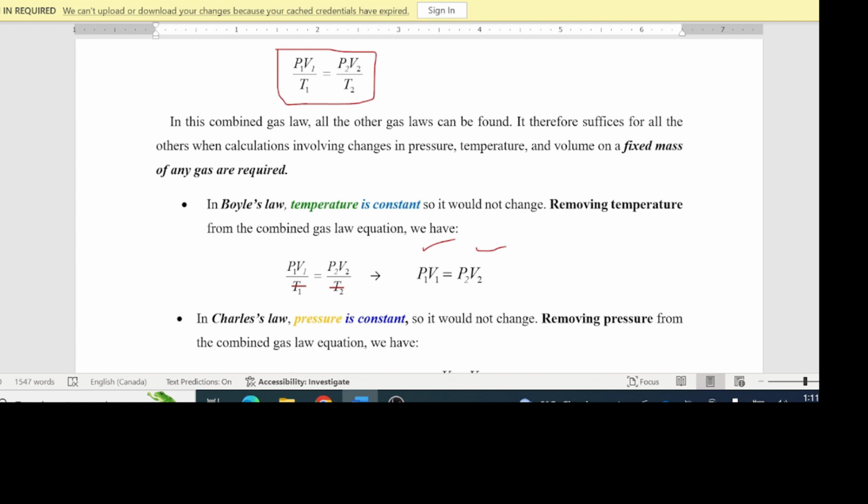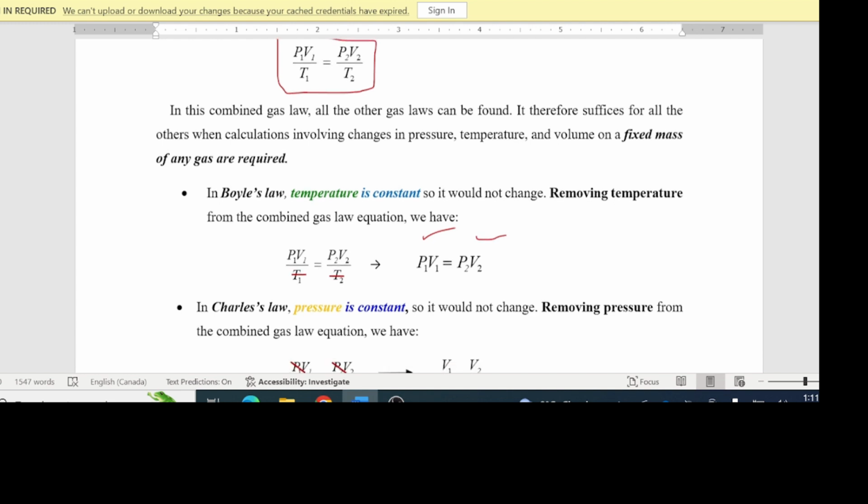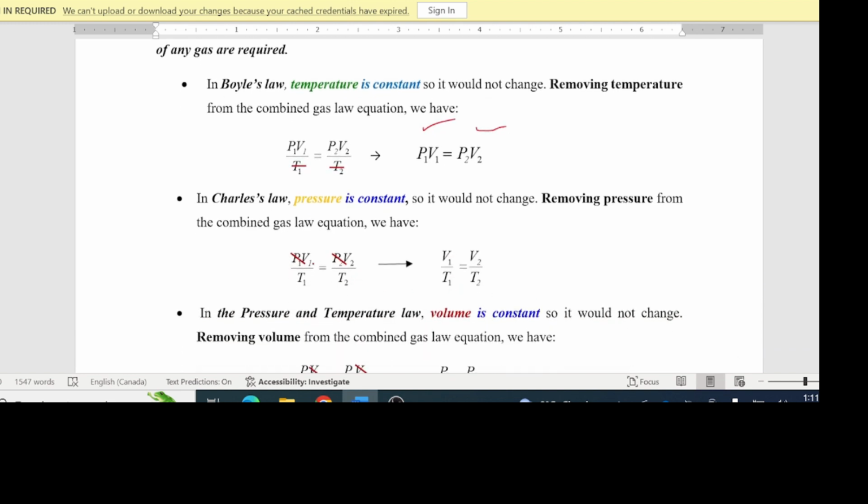Now what about Charles' law? What do you remove? Pressure doesn't change, so you quote the equation again and take out P. So this is how you derive Charles' law: V1 over T1 equals V2 over T2.